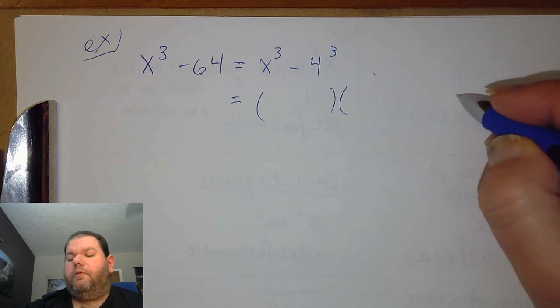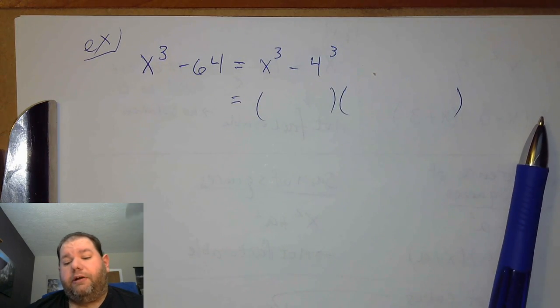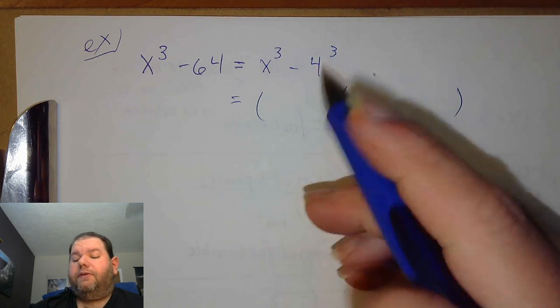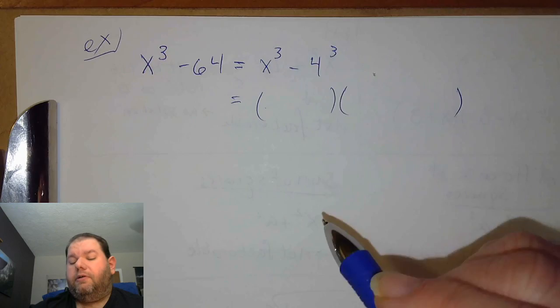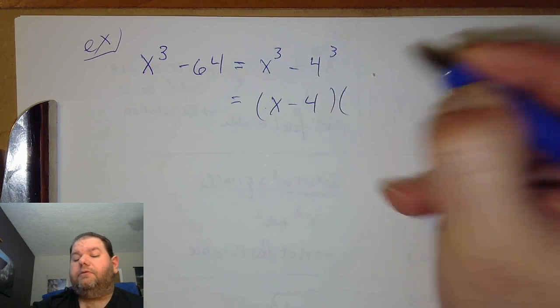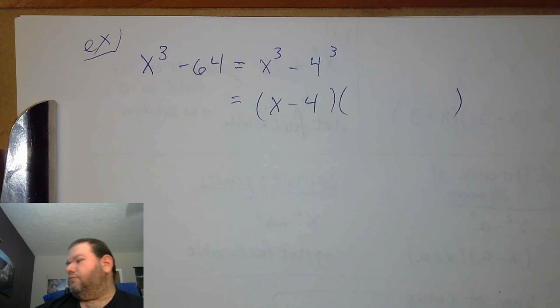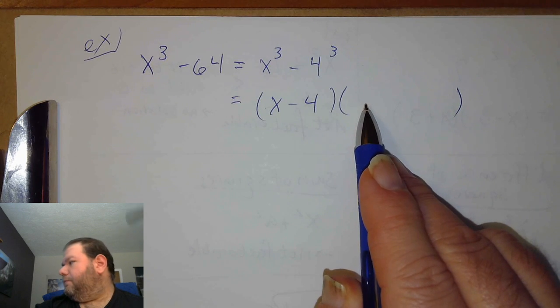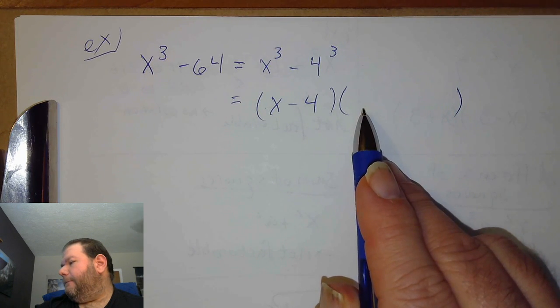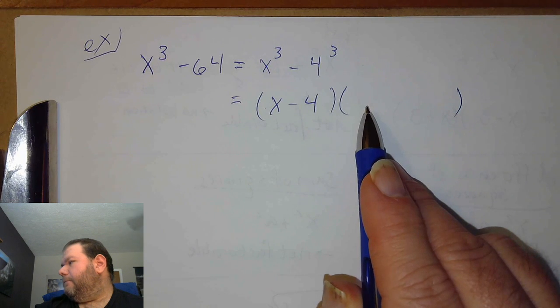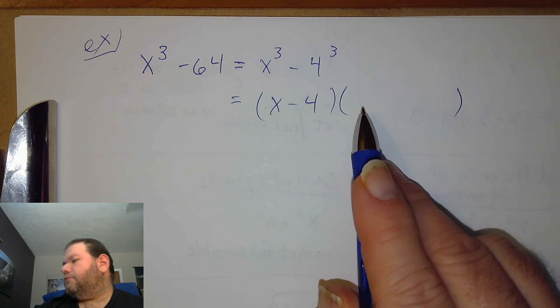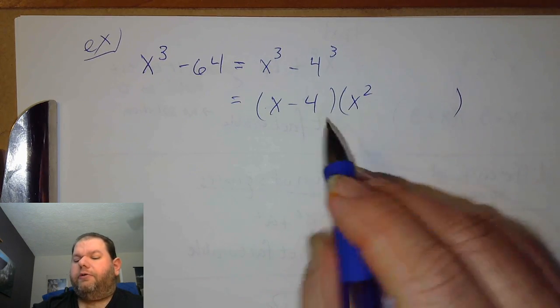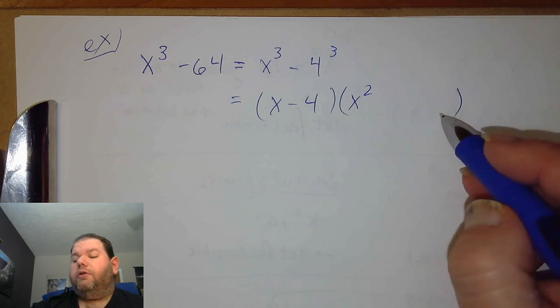Now, if we learn our pattern from the other problem correctly, this actually has the exact same pattern. Even though it's subtracted, the pattern is exactly the same. In the parentheses here, we drop the cubes. It'll just be x minus 4. What would come first in the trinomial? X squared. You always square this term, so x squared. What is last?